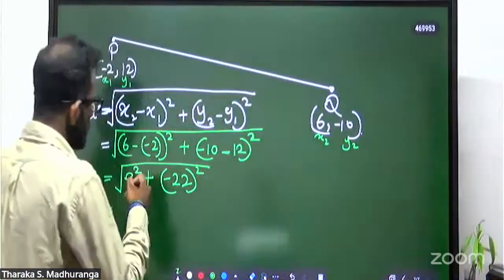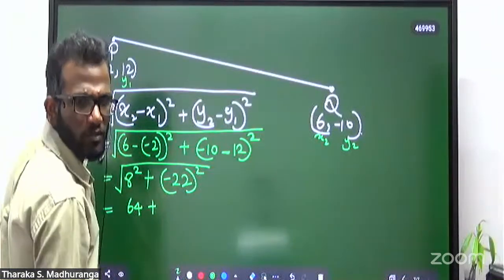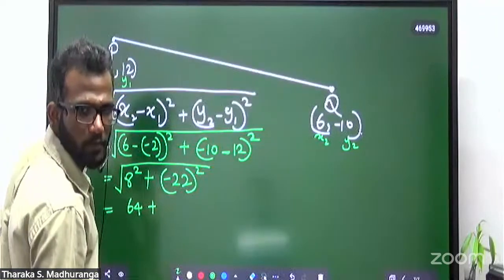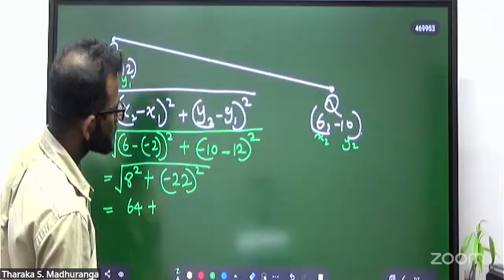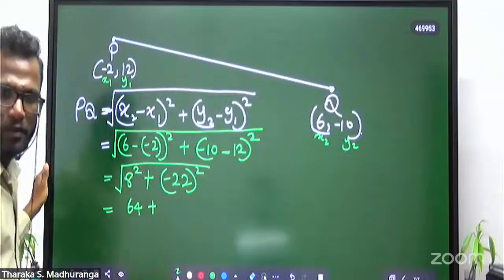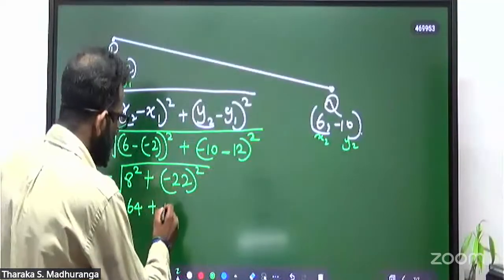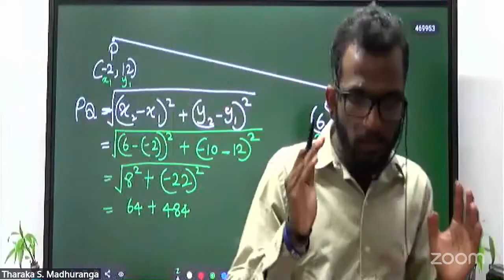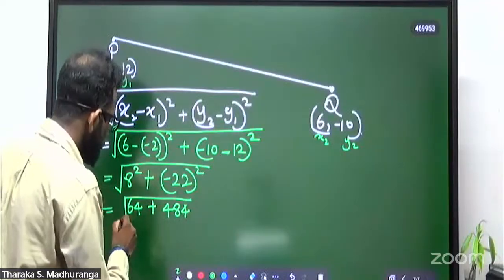Then 8 square is 64. What is the 22 square value? 400 value, no? 22 square. 22 square is 484. When minus 22 is squared, it becomes positive, 484. Then we have to add these two.